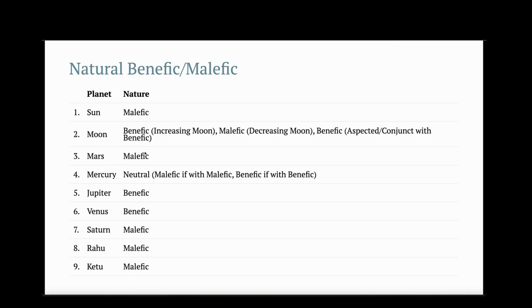Mars is naturally malefic, Mercury is neutral. If Mercury is conjunct with or aspected by a malefic, then Mercury is malefic. Similarly, if Mercury is with or aspected by benefic planets, then Mercury is benefic. If Moon and Mercury are together, they both become benefic. Jupiter is naturally benefic, Venus is benefic, and Saturn, Rahu, and Ketu are all malefic.